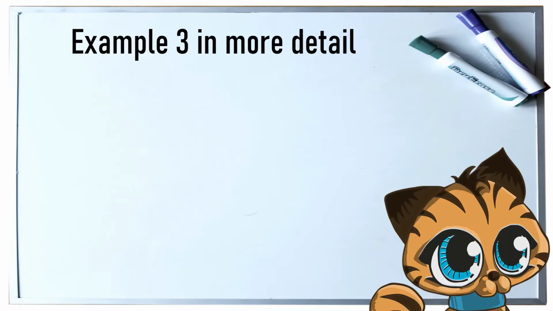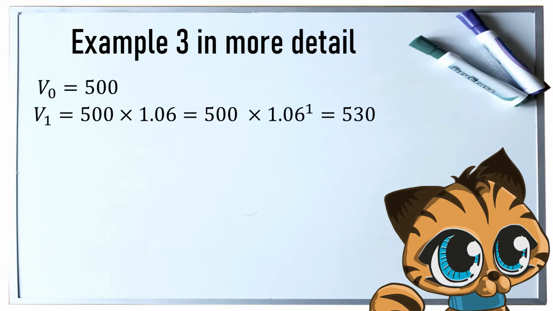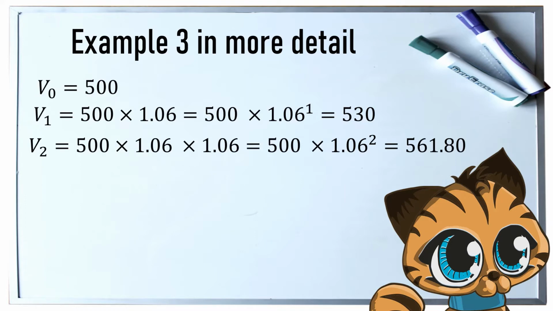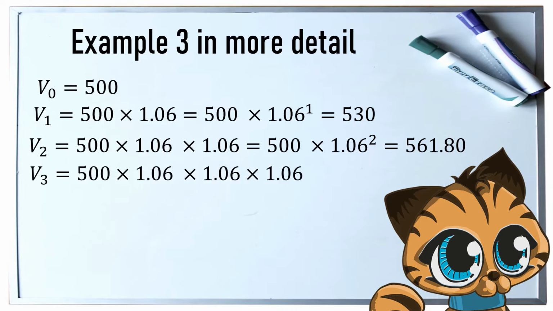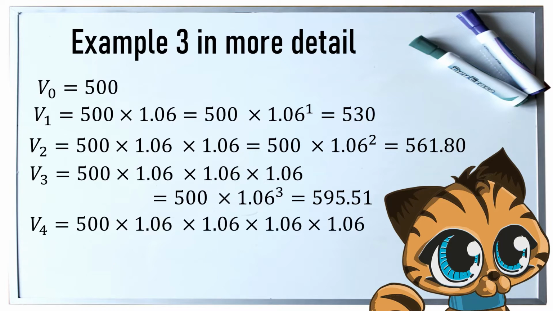Let's look at example 3 in more detail. To get V1, we're multiplying by 1.06, or 1.06 to the power of 1, gives us 530. When we get to V2, one way of approaching it is going 500 times 1.06, doing that twice, or 500 times 1.06 to the power of 2. V3 is the same as multiplying 500 by 1.06 3 times, which is the same as 500 times 1.06 to the power of 3.